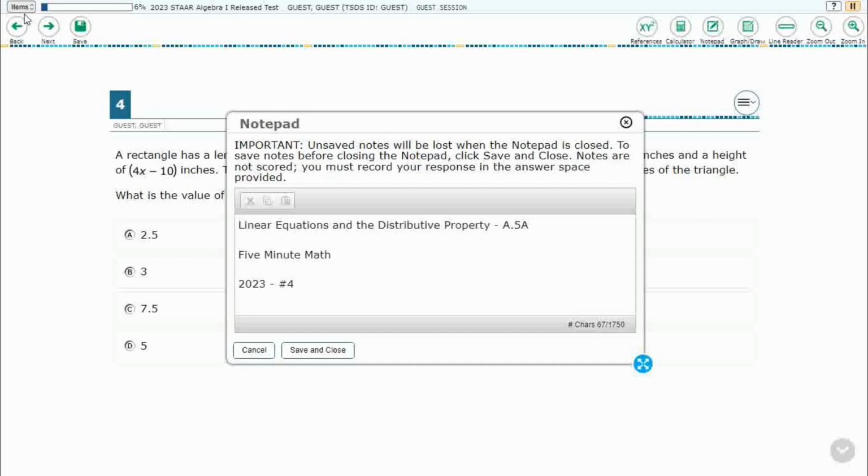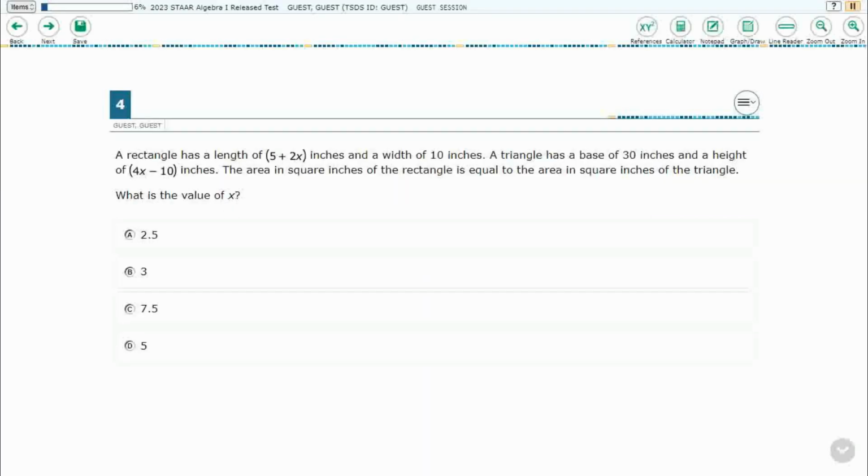Today we are looking at the Algebra 1 concept of linear equations and the distributive property. This is standard A.5A in the great state of Texas, and we are using item number 4 of the 2023 released STAAR test. If you haven't done so already, please go ahead and take a moment to pause the video, work this problem out on your own, unpause it, and we will look at our answers together.